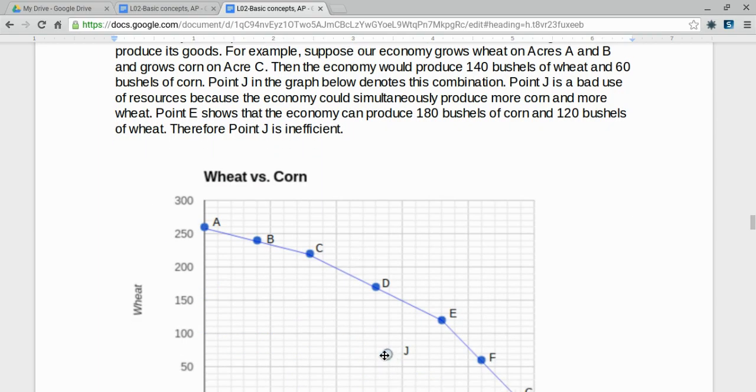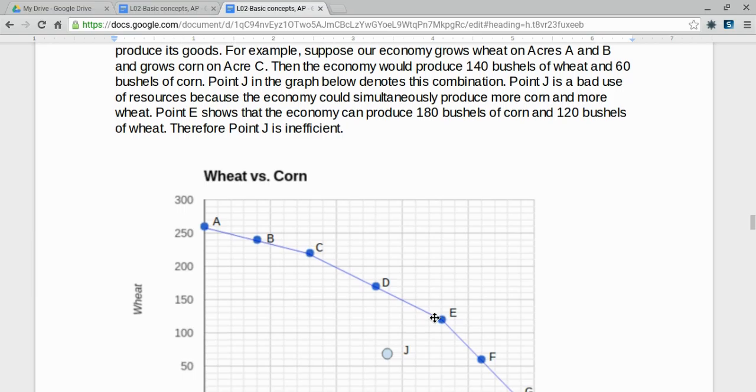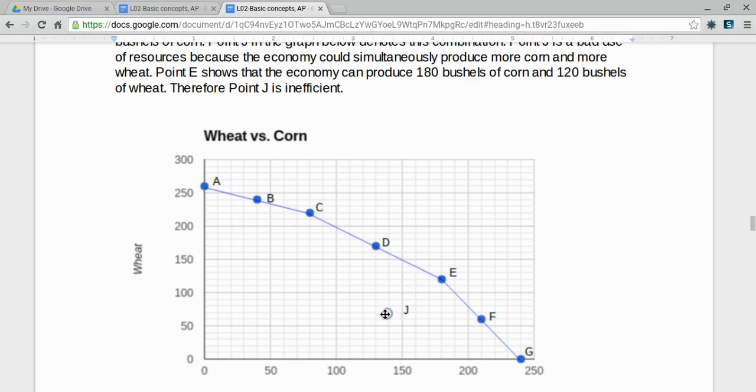Point J is a bad use of resources because the economy could simultaneously produce more corn and more wheat. Point E shows that the economy can produce 180 bushels of wheat, 120 bushels of corn, 180 bushels of corn and 120 bushels of wheat. Therefore, point J is inefficient. We're not getting the most we could, and we want more.